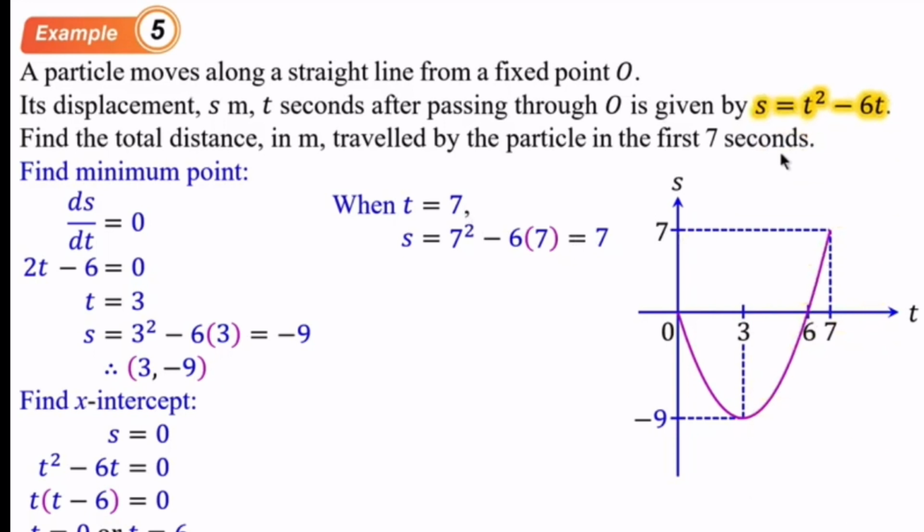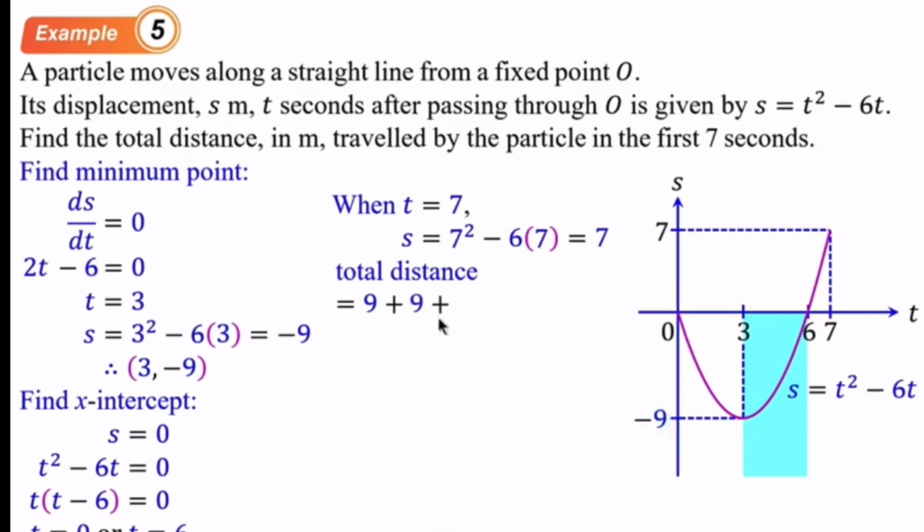So that is the quadratic function in terms of t. Based on the graph, we will calculate the total distance traveled. That means the particle travels from 0 to negative 9, so we make it positive because of the distance, and then when it comes back to the origin, it will be 9 meters, and then from the origin, it goes to the right 7 meters.